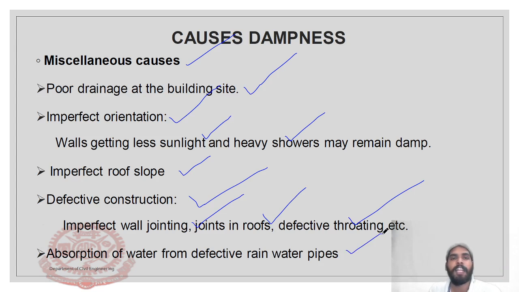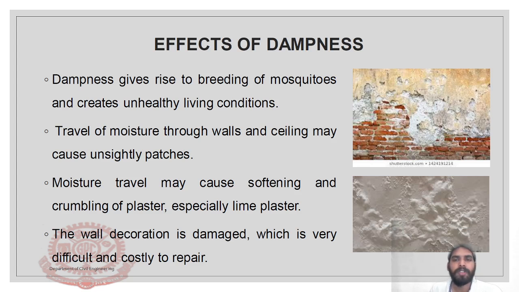If some defective rainwater pipes are provided, that may cause the dampness, right? So far we studied what the causes of dampness are. Now we are going to discuss the effects of dampness. Is it clear? Whatever I told you, I think you have understood thoroughly, right? So I'm moving to the effects of dampness.